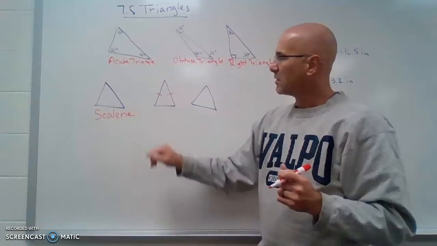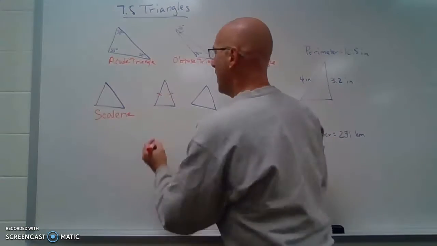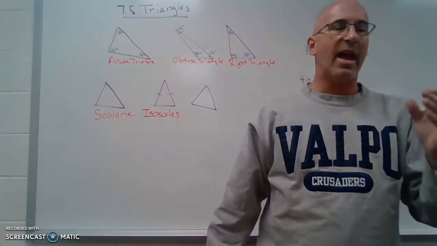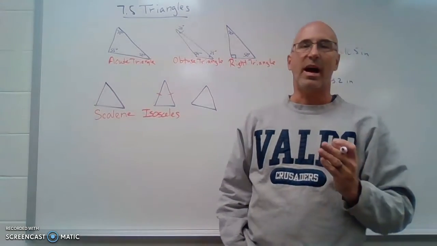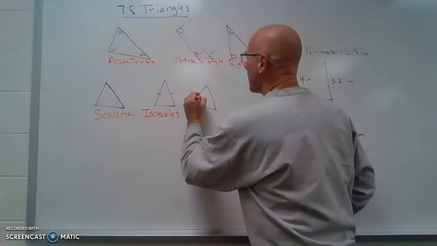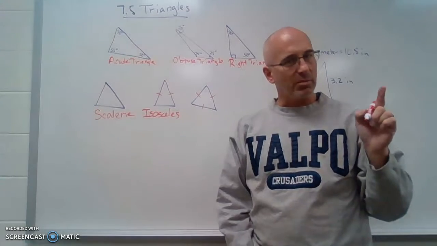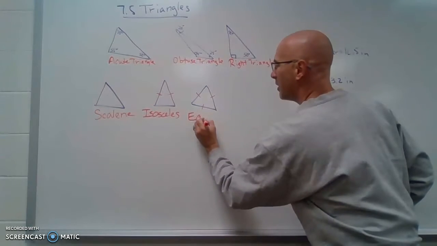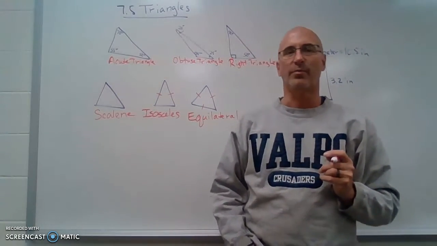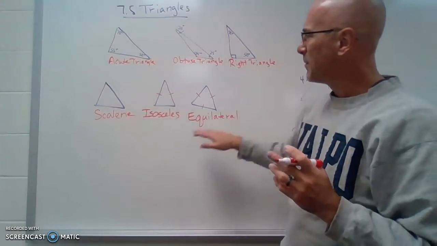Scalene. Now say we have a triangle and I have 2 sides that are congruent. And when we put these little hash marks there, that means congruent. That means they have the same length. Okay. We call that an isosceles triangle. Isosceles. This is really weird words. Now say we had a triangle with all of our sides congruent. This one makes the most sense. This one we call equilateral. Equilateral triangle.